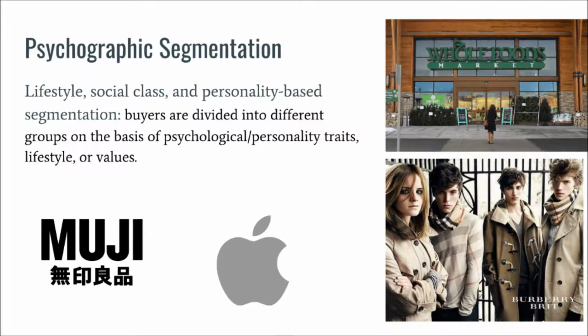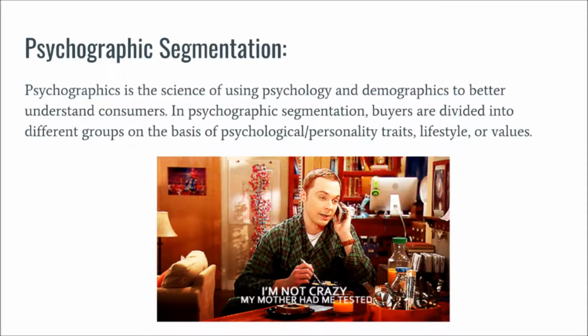Psychographic segmentation is based on dividing up the market based on factors such as lifestyle, social class, and personality. Why would you go to Whole Foods instead of No Frills? Could it be because you value organic produce? Why would you buy Burberry over Zara? Maybe because you like the apparent prestige that comes with Burberry. Why buy Muji over some other shop that has branded products? Maybe because you prefer brands that have no logos on them. And so psychographic segmentation is based on the science of using psychology and demographics to understand consumers.